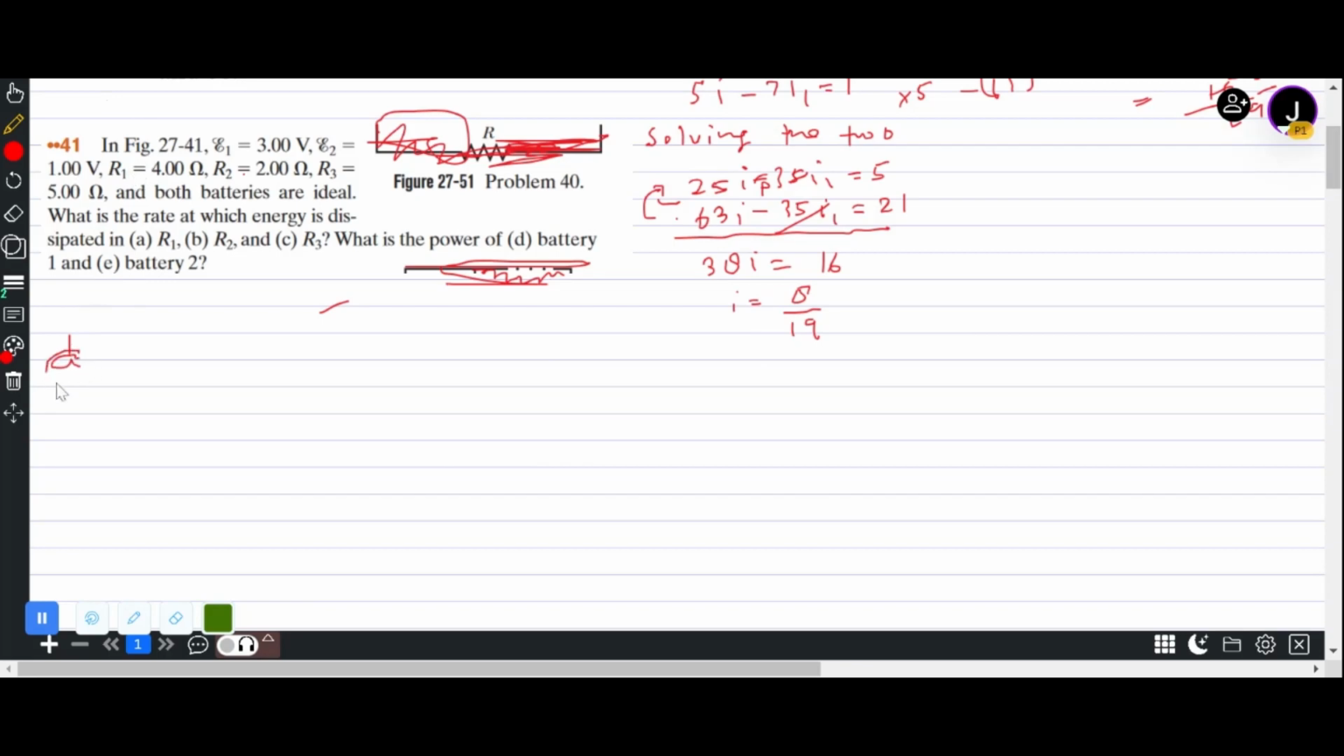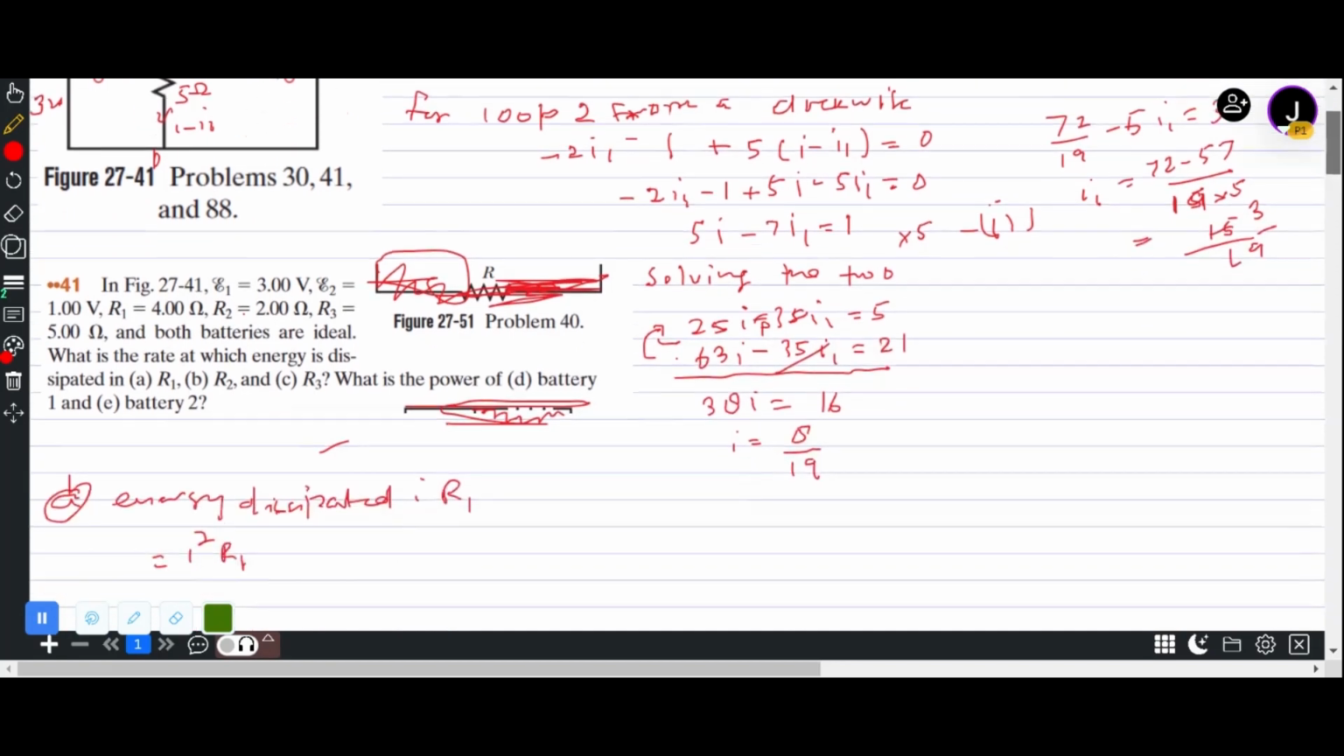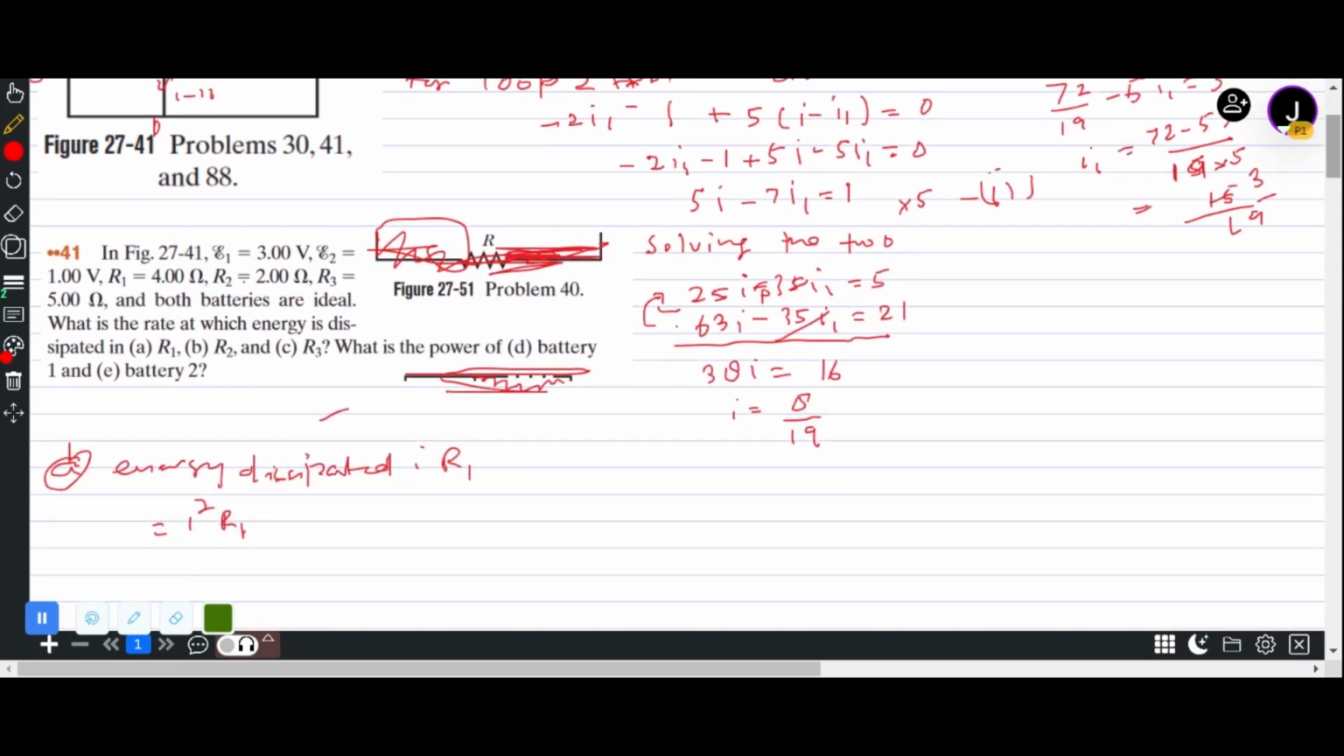So now as you see, the battery E2 is actually not giving any current, it's in turn receiving current from the first E1. That means E2 is in the process of getting energy from E1. It's not providing any net current to the circuit.